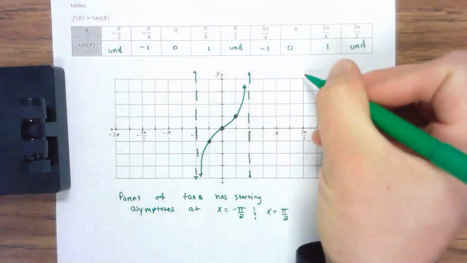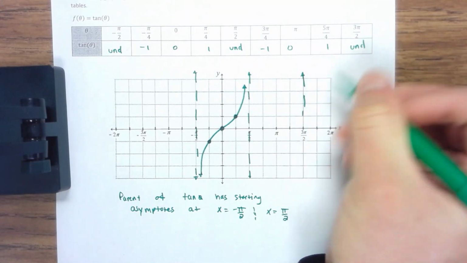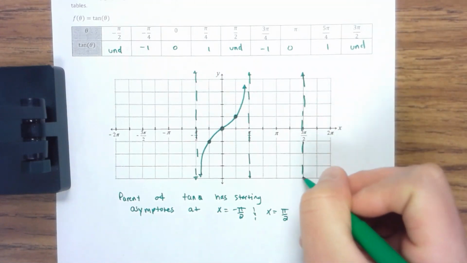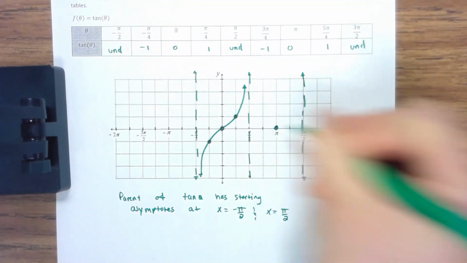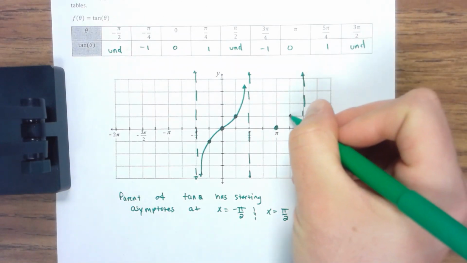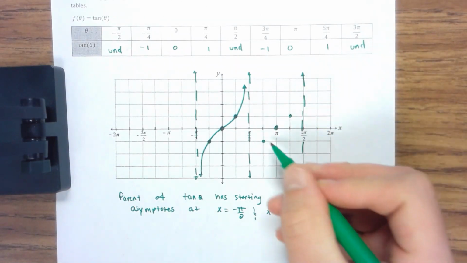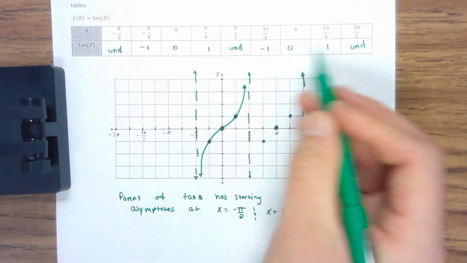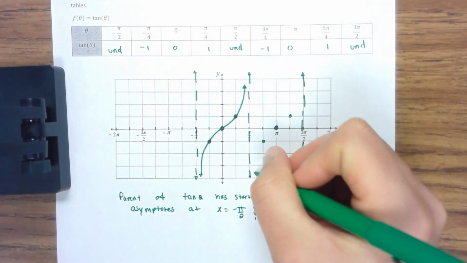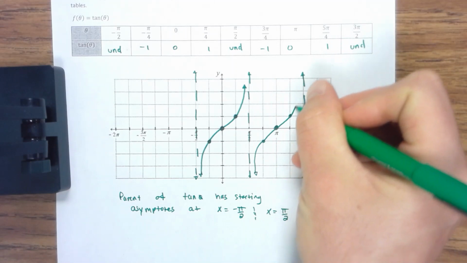Well, let's draw on another cycle. Maybe we'll see a little bit better there. Okay, because based on these points here, I have another asymptote at 3 pi over 2. Halfway between those asymptotes, we're on the midline. And again, all of these points can be checked from what we found in the table. And so this graph repeats again.